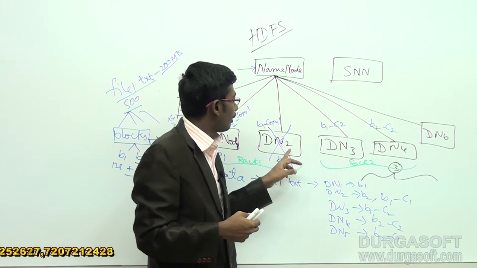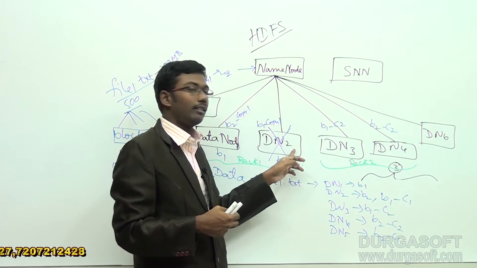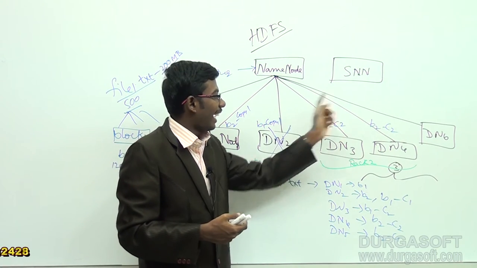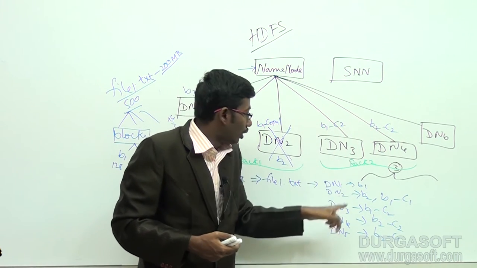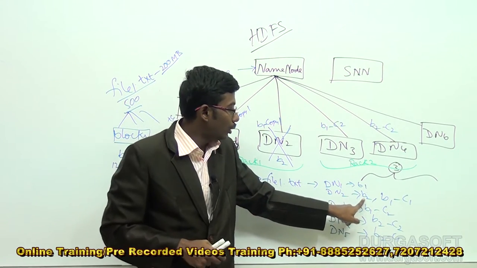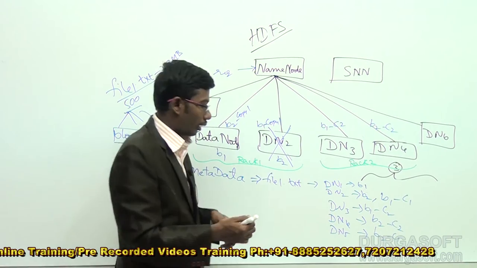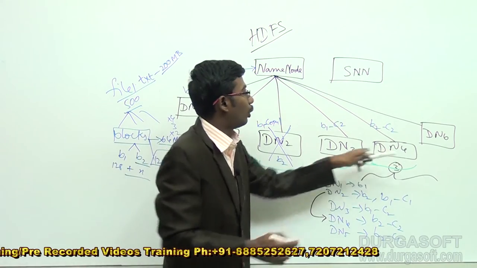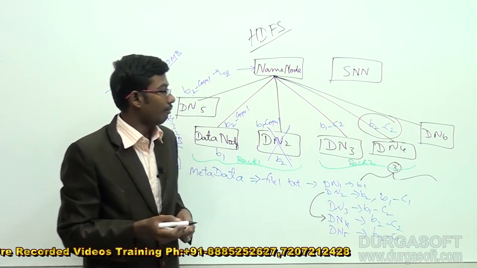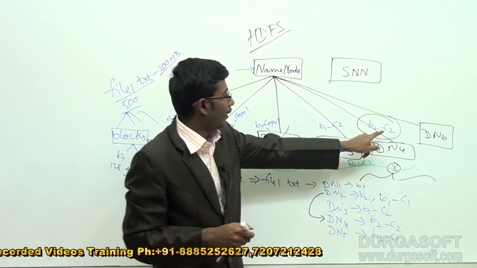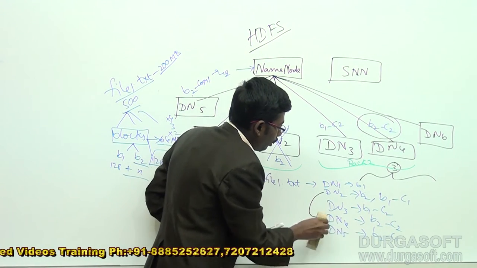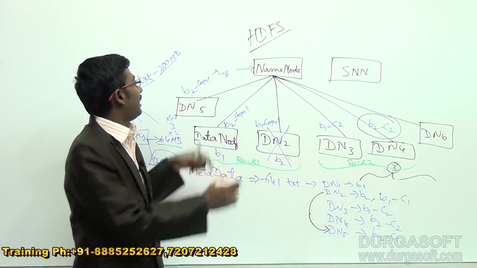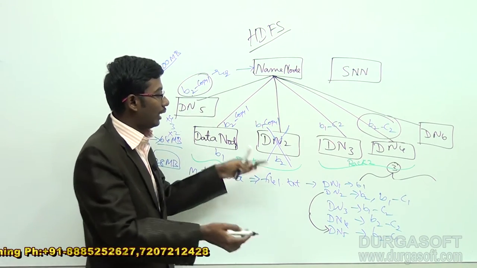Immediately, the request is handed over to another data node. Suppose where is B2's second copy available? Here, data node 4. Immediately, if data node 2 goes down, the request goes to data node 4, which holds another copy of block 2. This is the second copy. Where is the first copy? Data node 5. It will check data node 5 and fetch B2's content.